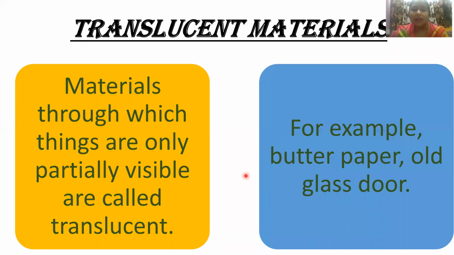Now translucent materials: materials through which things are only partially visible. It means you are able to see but not clearly. So these are known as translucent materials. For example, butter paper, frosted glass and doors.